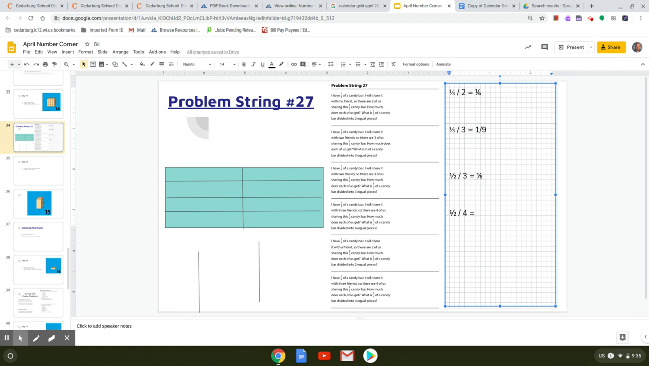Well, 1/8. That's what it looks like to me, because there are 8 pieces here, and each person only gets one.